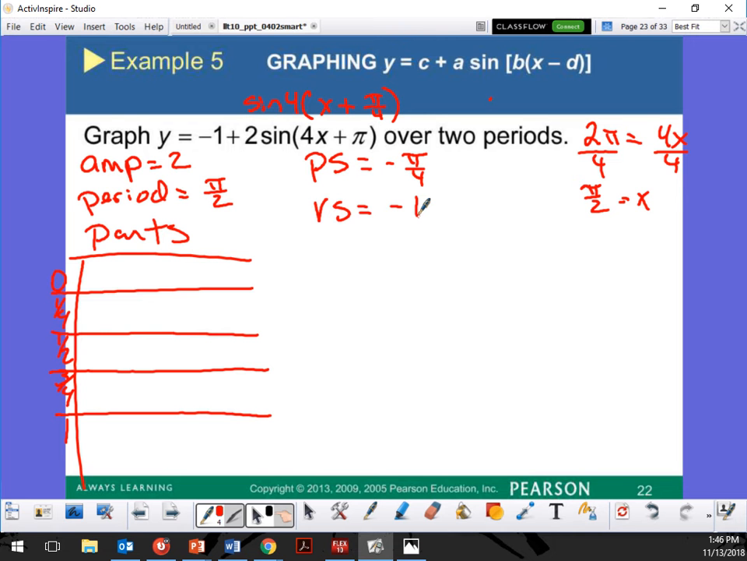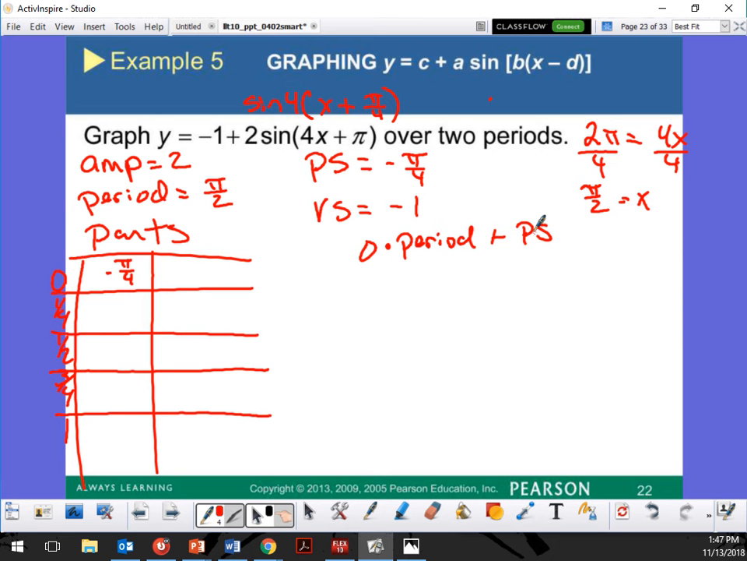So for this one right here, from here it's my part, right? Times my period, plus my phase shift. So it's going to be 0 times pi over 2, plus my phase shift, negative. So parts times period plus your phase shift. So they're all adding. So it's going to be 0 times my period plus phase shift.